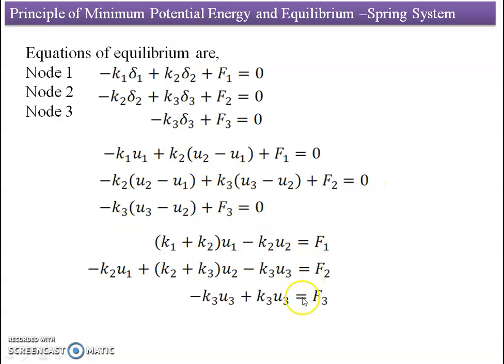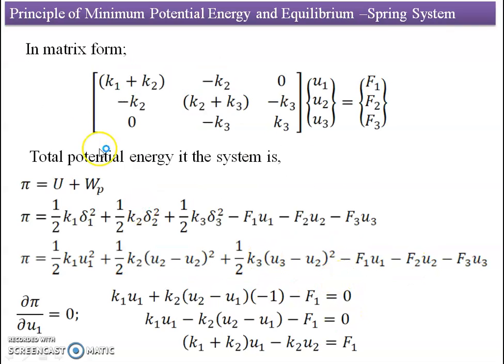If we rearrange this by taking the forces on one side and the displacement and spring constants on the other side, we get the equation K1 plus K2 into U1 minus K2 into U2 equals F1. Similarly, we can obtain the second and third equations. Now we can write this in matrix format. I am going to take the spring constants as coefficients because they are constant values, and U1, U2 and U3 we will call the displacement tensor, and F1, F2, F3 we will call the force tensor. So we can represent this in terms of matrix relationships.